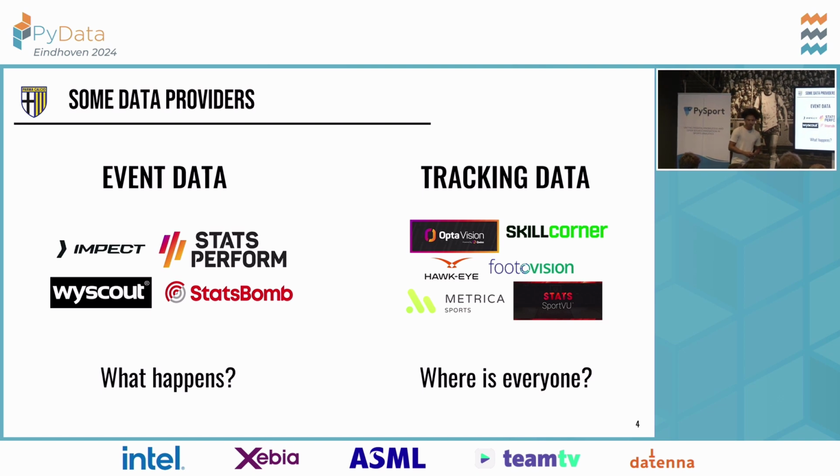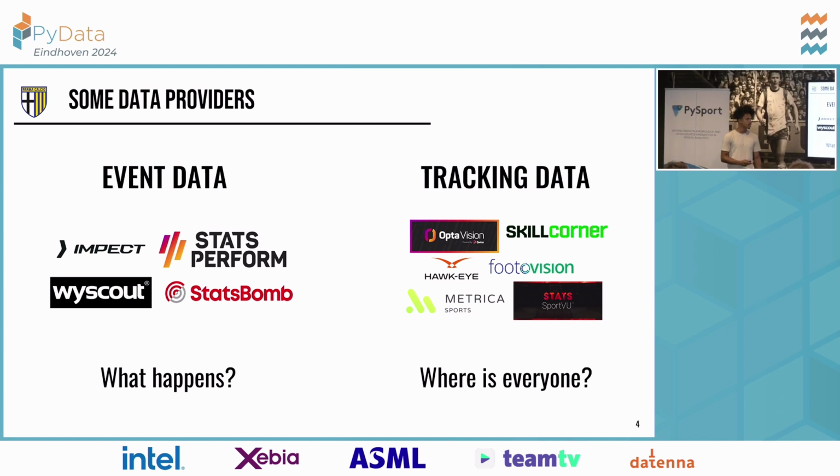So what kind of data do we have in football? We have two types of data for games. Today my presentation will be focused on game analysis. And this data comes from different providers that you can see here. So first we have event data that answers the question, what happens during the game? And tracking data answers, where is everyone?